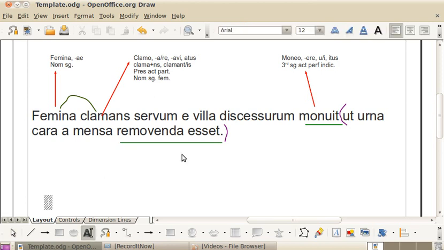So femina means the woman, and clamans is a verb that means to shout. Well, present participles we translate just by taking the verb and adding -ing to it. So we could say the shouting woman. This could also be translated the woman shouting something as an active participle.